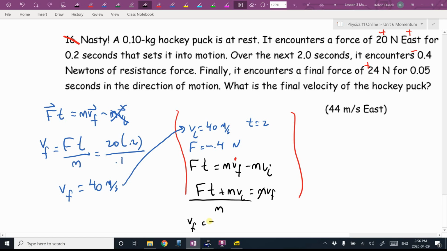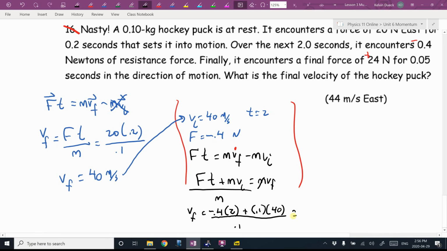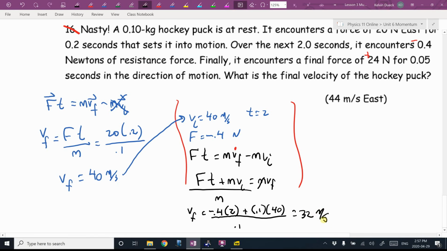V final is going to be negative 0.4 times 2 plus 0.1 times 40, all divided by 0.1. And so in that middle section, negative 0.4 times 2 plus 0.1 times 40 divided by 0.1. We're going to slow down, so I should get an answer less than 40. Hey, 32 meters per second.